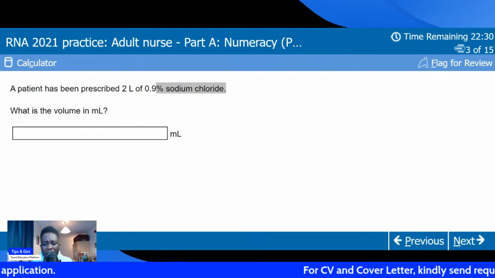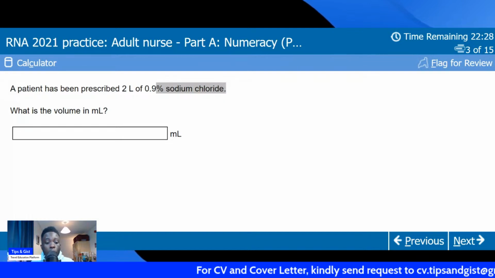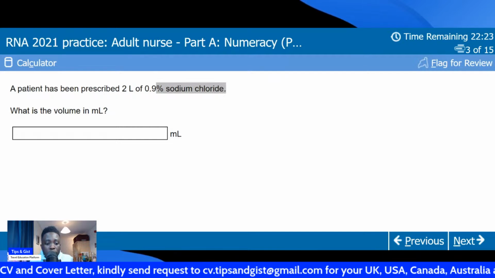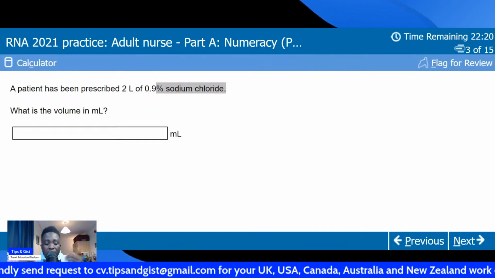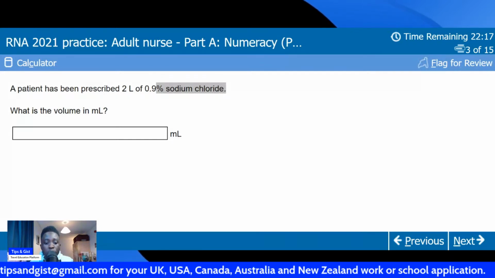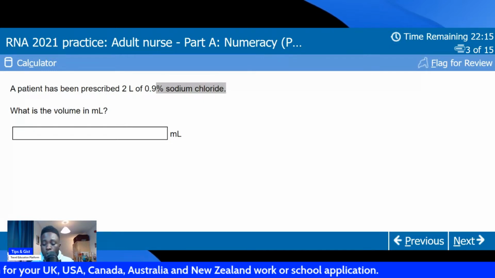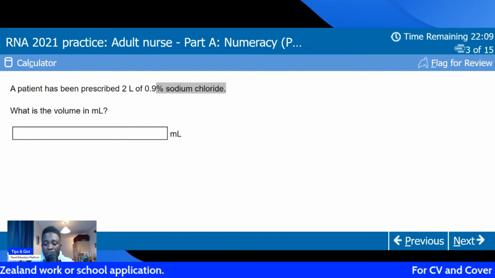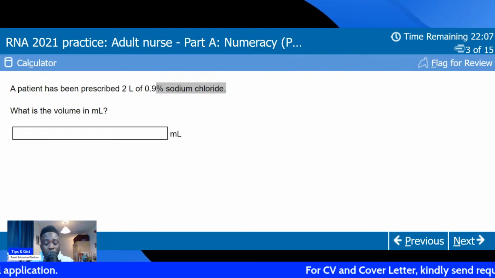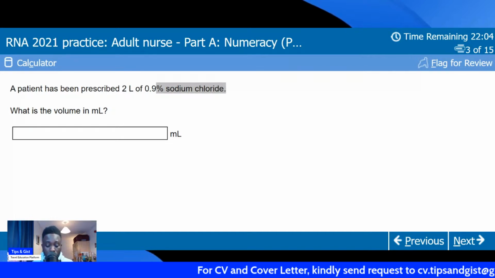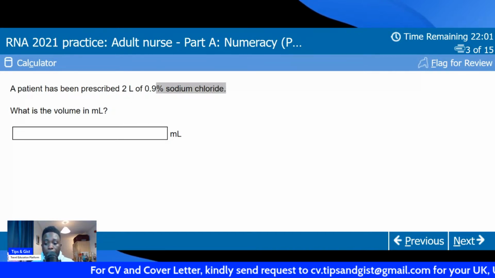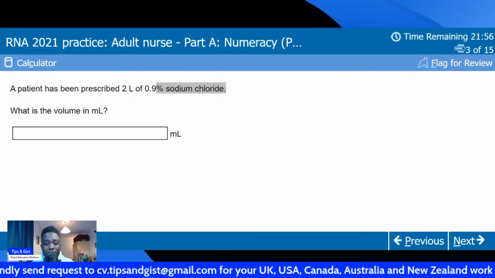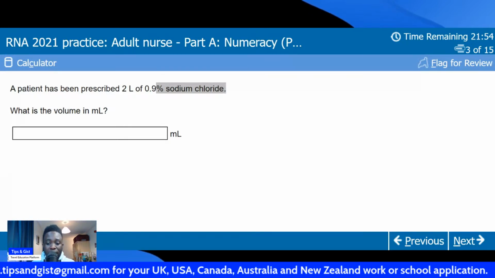You are just going to multiply and you get it wrong. Leave that aspect. Now concentrate on the instruction. The question is, what is the volume in mils? And the instruction is, a patient has been prescribed 2 liters of 0.9% sodium chloride. So what is the liters over there? 2 liters. So if you are converting 2 liters to milliliters, then you have to note that 1,000 mils is 1 liter, and therefore 2000 mils will be 2 liters.